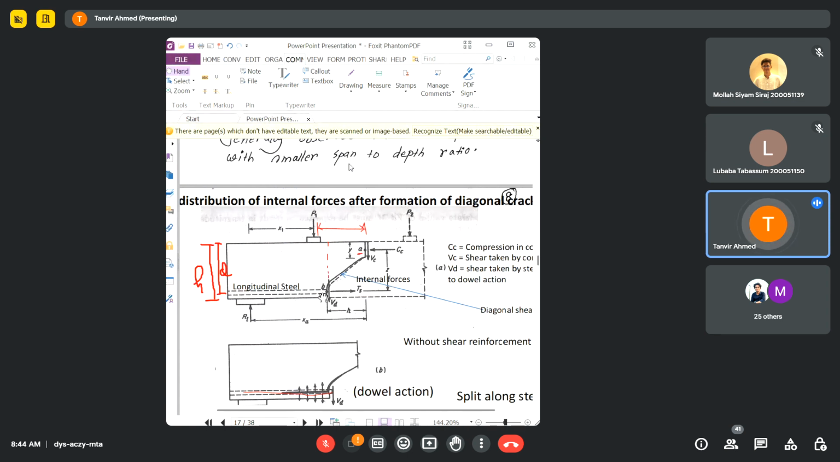And obviously the tensile force will be taken by the longitudinal reinforcement. Okay, and because this part is cracked, concrete will not take either compression or tension.